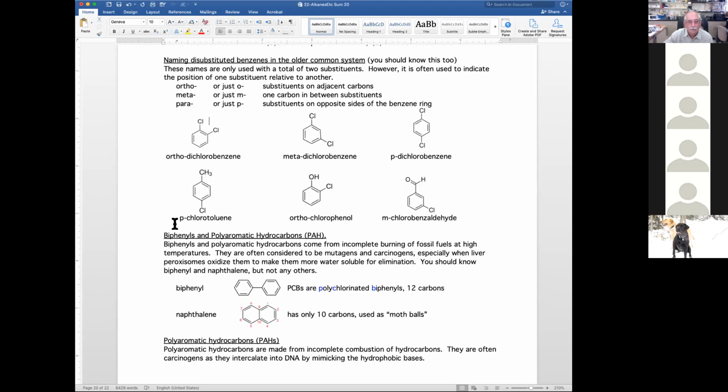Okay. So this would be called para-chlorotoluene. You could also say 1, 2, 3, 4, 4-chlorotoluene. So orthochlorophenol, metachlorobenzaldehyde when we get to it.